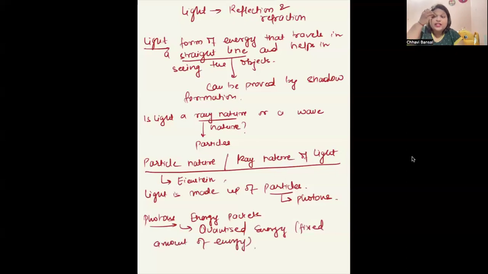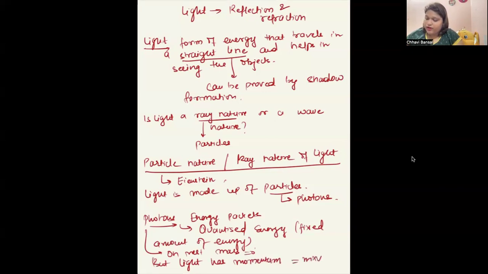Okay. And these photons at rest, their mass is equal to 0. But light has momentum. What is momentum? Momentum is equal to mass into velocity, right? But mass at rest is 0. But when photons are traveling from one place to another place, they have momentum.